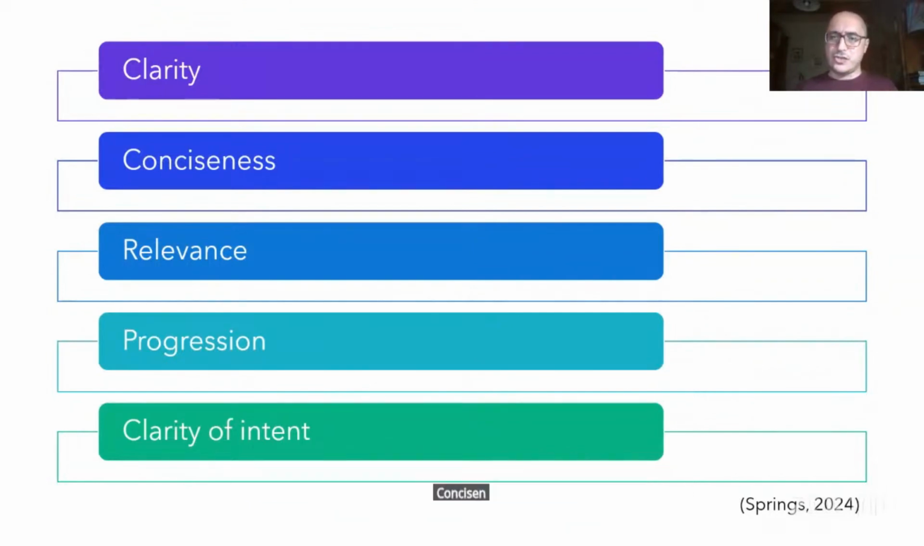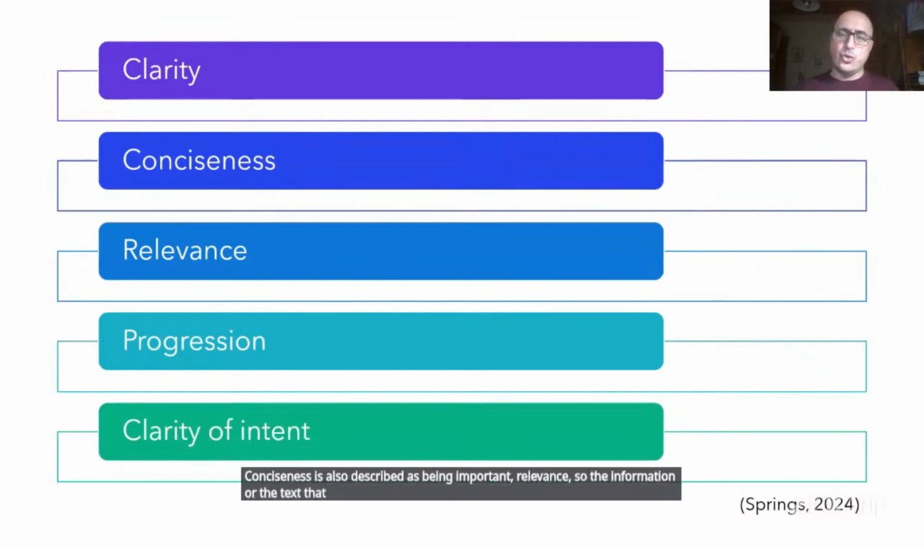Conciseness is also described as being important. Relevance, so the information or the text that we feed into the AI has to be relevant to the goal that we have in mind.